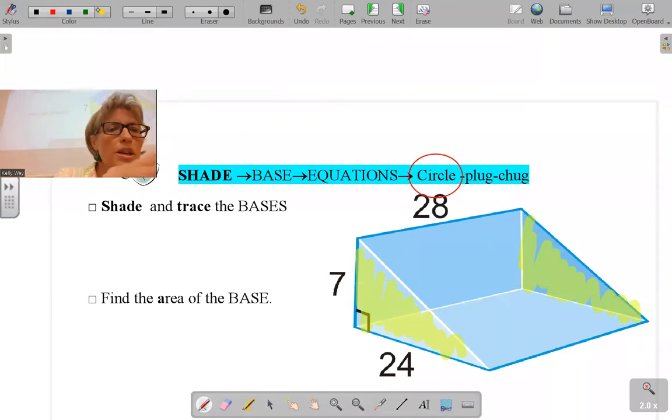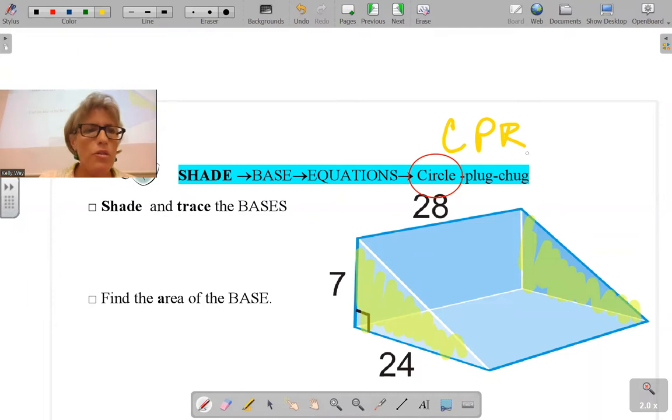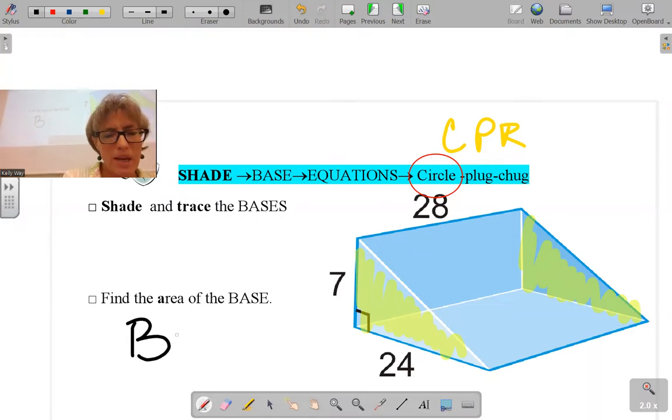Those are our bases because of CPR. They are congruent, they're parallel, and then there's nothing but a rectangle connecting them. Congruent, parallel, connected by rectangles. So step number 1, I shade my base. 2. I find the area of my base.